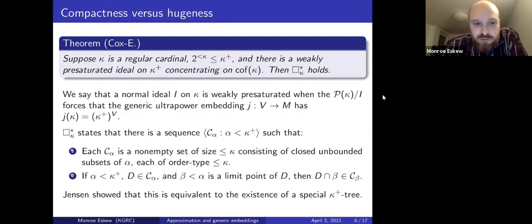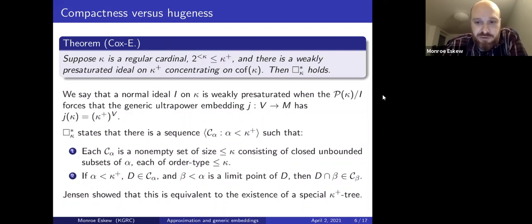Okay, and just to remind you what weak square is, there's a sequence, script C alpha, for alpha less than Kappa plus, and each C alpha is a non-empty set of size at most Kappa, consisting of club subsets of alpha, and each has order type at most Kappa. And you have this coherence. If you have D in C alpha, and beta less than alpha is a limit point of D, then D intersect beta is a member of C beta.